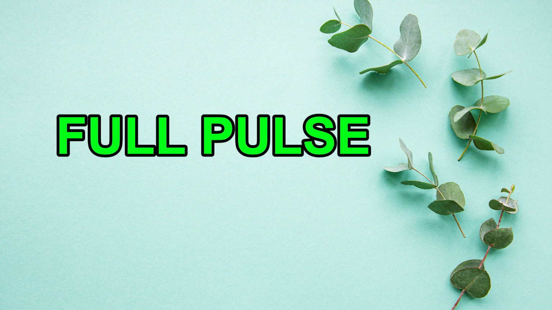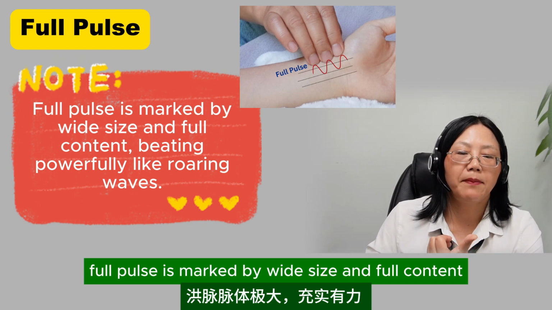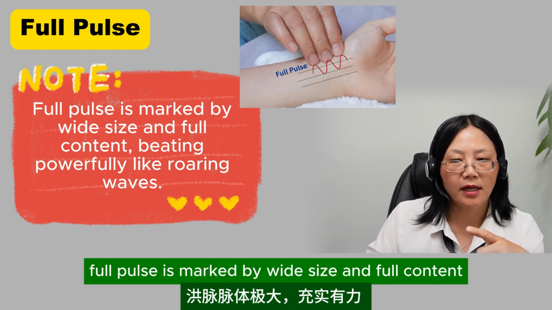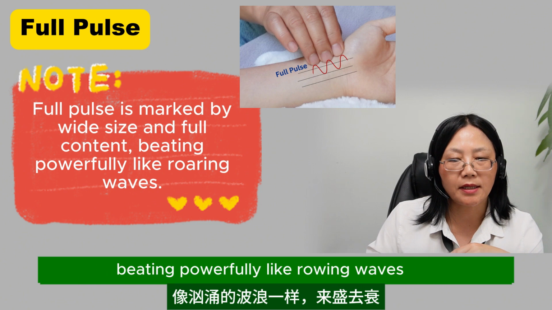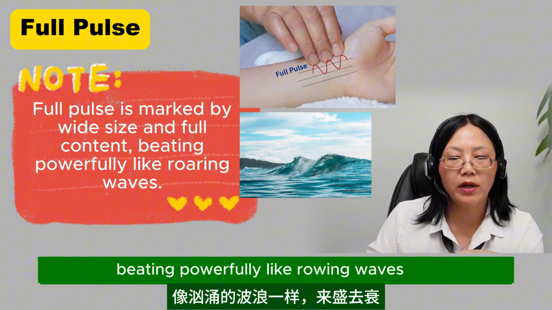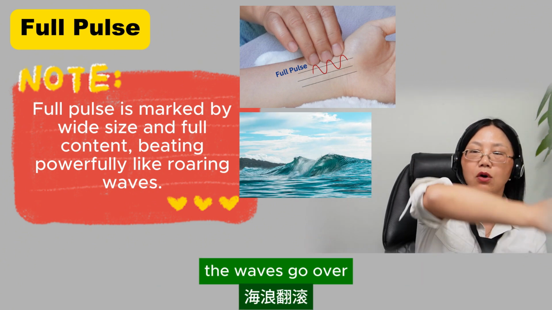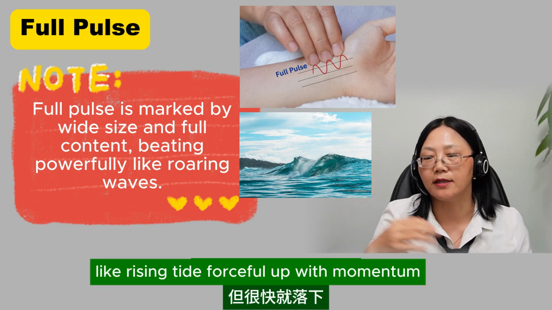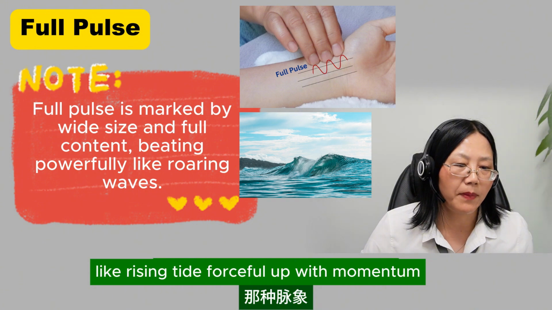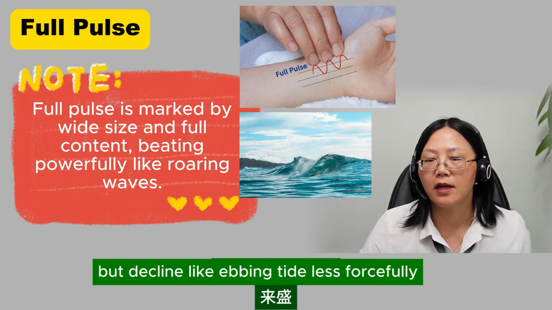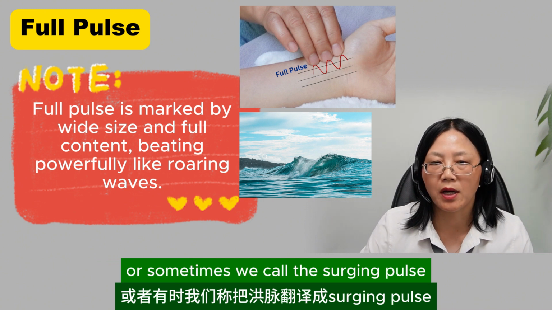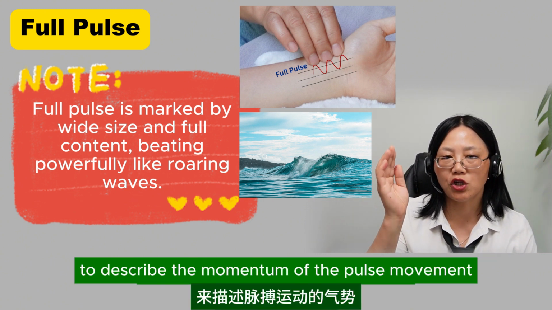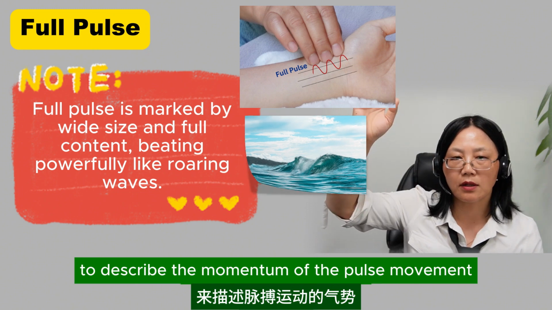Full pulse. Full pulse is marked by wide size and full content, beating powerfully like rolling waves. The waves go over, rolling very high, like rising tide forcefully up with momentum, but decline like ebbing tide less forcefully. Sometimes we call it surging pulse to describe the momentum of the pulse movement.